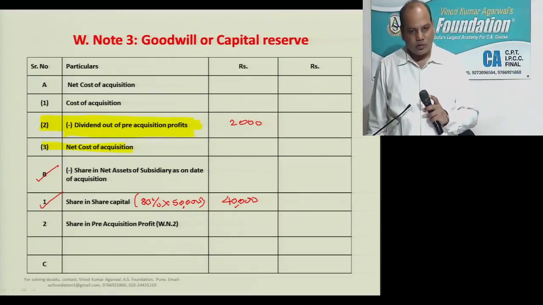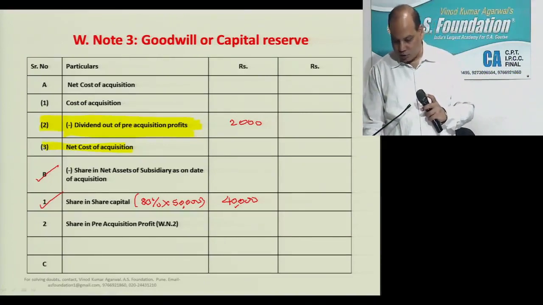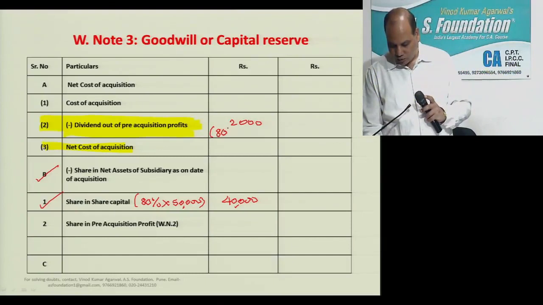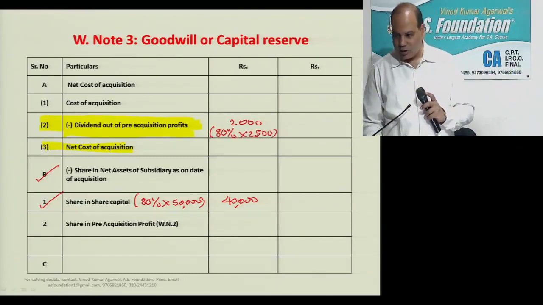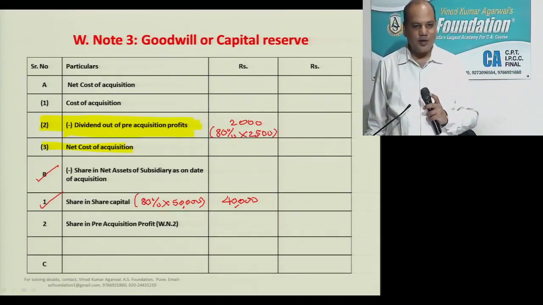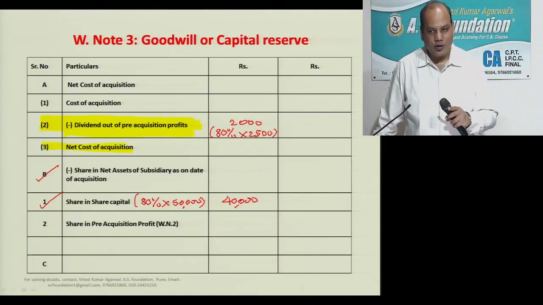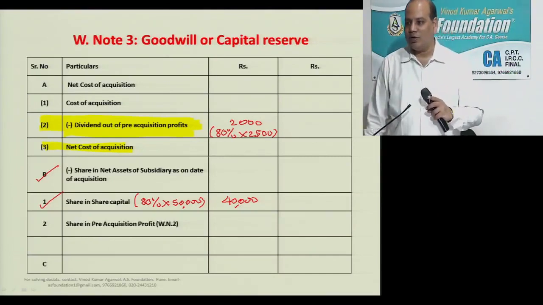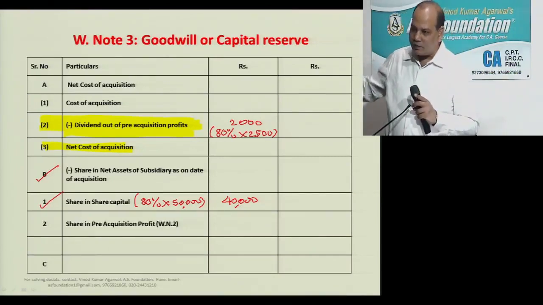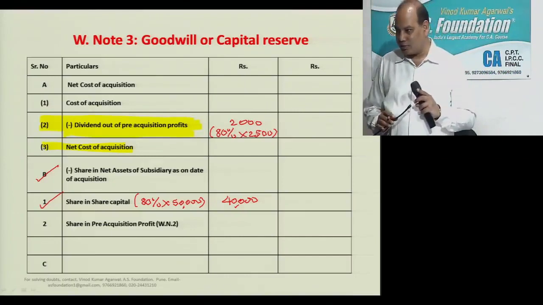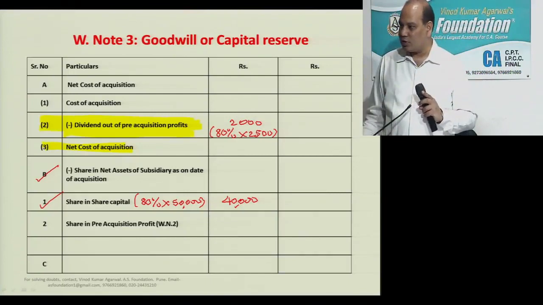Is 2,000 right? Some of you are wondering why 2,000? Because our share is only 80%. We are not 100% stakeholders. We are only holding 80% of the subsidiary. So I am going to receive 80% only. Minority will receive 500, but we are not bothered. That money has been paid to outsiders, gone. We are not doing accounting in the books of outsiders.